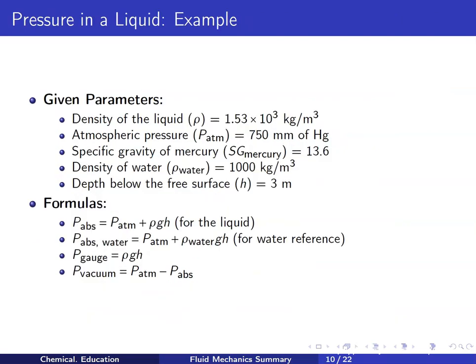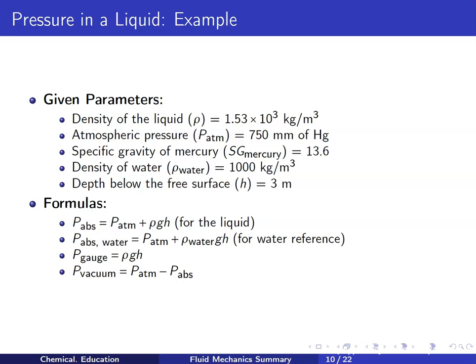Now here one example is given. The parameters are given. Density of liquid is given as 1.53 into 10 to the power 3 kg per meter cube. Atmospheric pressure is given, P ATM, 750 mm Hg. Specific gravity of mercury is given, so that is 13.6. Density of water is given, 1000 kg per meter cube. Depth below the free surface is 3 meter.